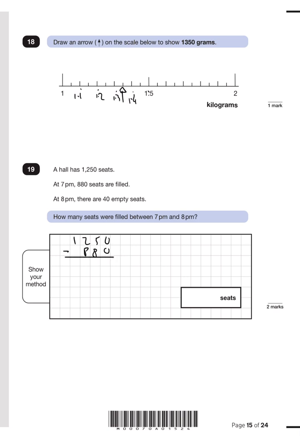0 minus 0, 0. 5 minus 8, we'll do 15 minus 8, which is 7, by making this 2 a 1. And then we're going to do 11 minus 8, which is 3, by making this 1 a 0. So we've got 370 seats that are empty. But then we were left with 40 empty seats. 7 minus 4 is 3. 3 minus nothing is 3. So actually 330 seats were filled.